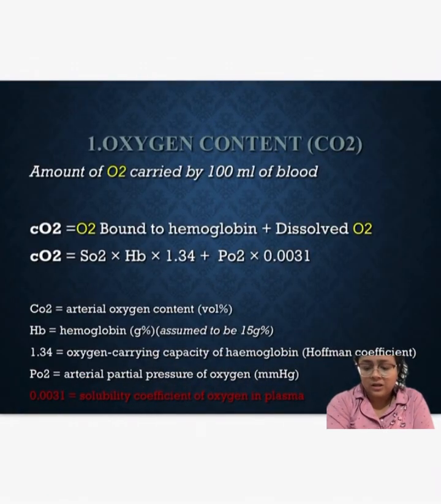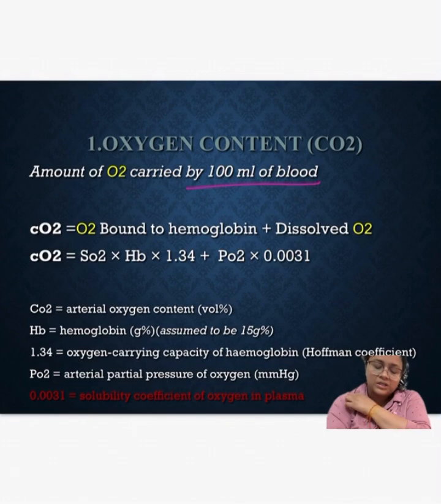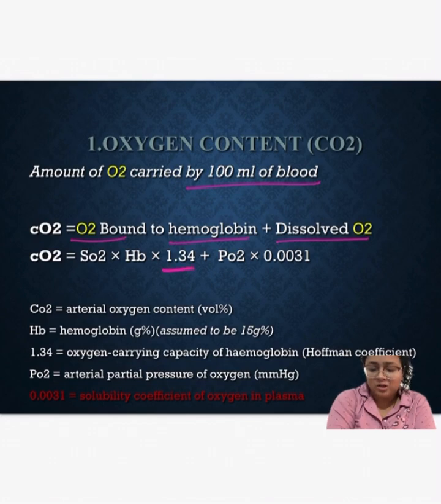Oxygen carried by 100 ml of blood. Oxygen is bound to the Hb and also in the dissolved form. The bound form is 1.34 ml per gram of Hb, and the Hb is saturated how much? So 1.34 into Hb into SaO2 is the oxygen bound to hemoglobin, and dissolved is 0.003 ml of oxygen per 100 ml of blood per mmHg. So we multiply by the partial pressure of oxygen.